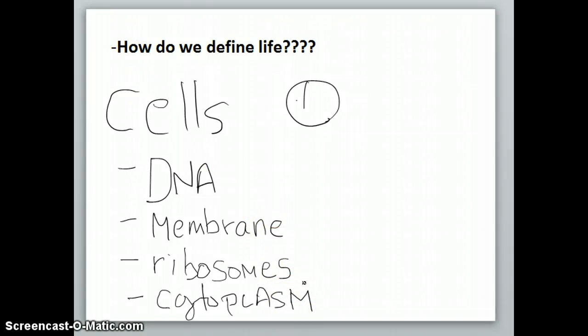Cytoplasm. Alright, so this is one main characteristic of all life forms, is this building block, or cells. Alright, so let's go over another one.